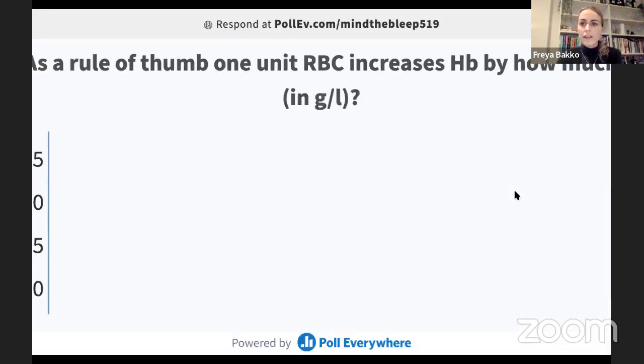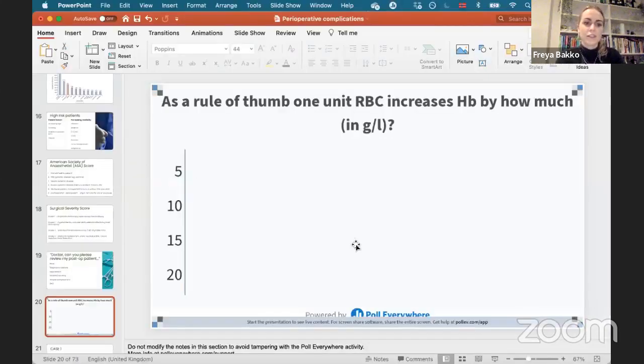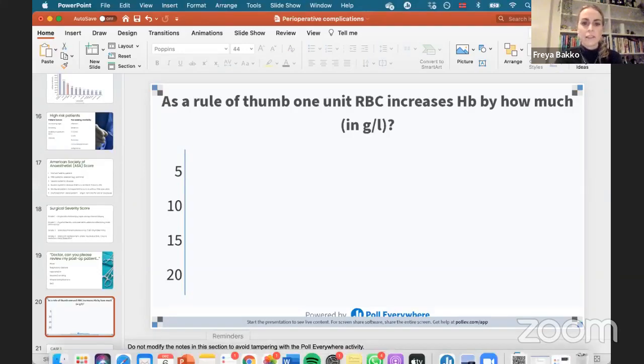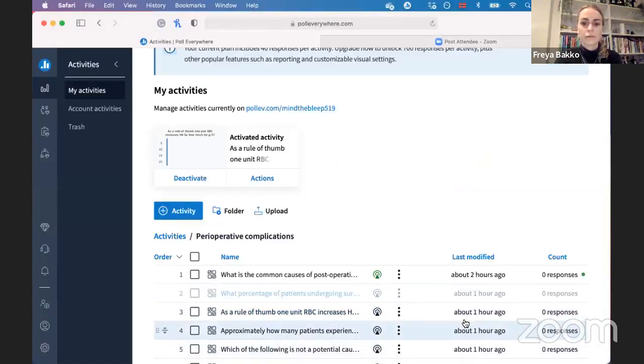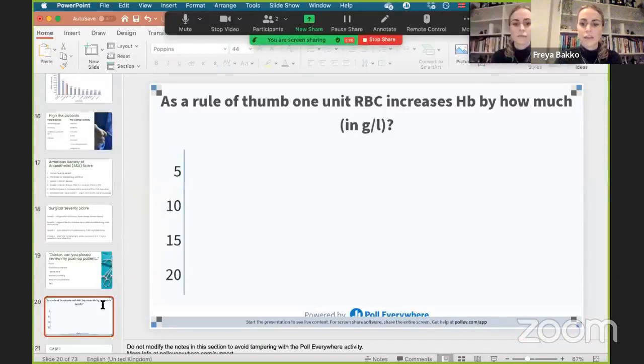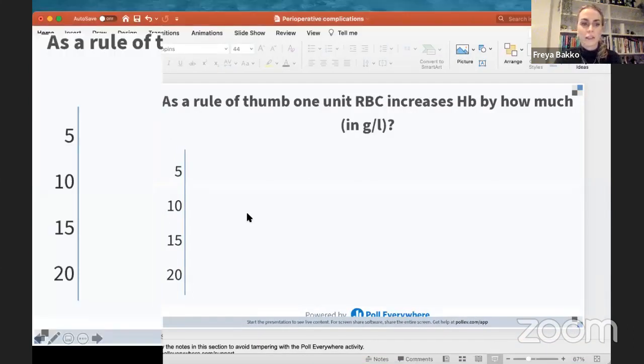So first we have our next question. As a rule of thumb, 1 unit of red blood cells increases hemoglobin by how much in grams per litre? And I'm sorry, we can't quite see the numbers. Let me just close that. So the options are either 5, 10, 15, or 20. And let me just activate this question. And you should be able to answer it now. So we'll carry on and come back to the answer in a little bit.